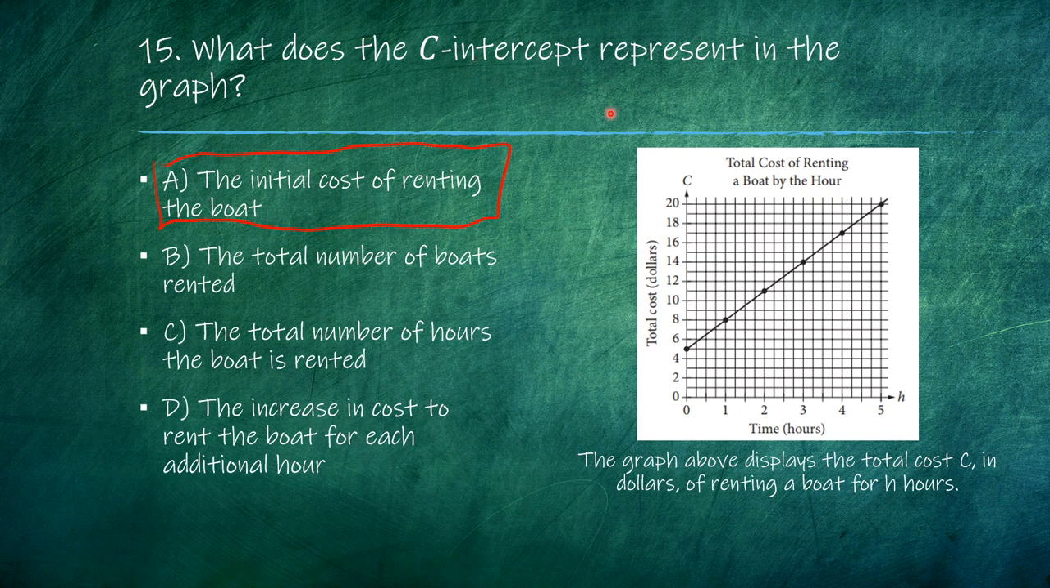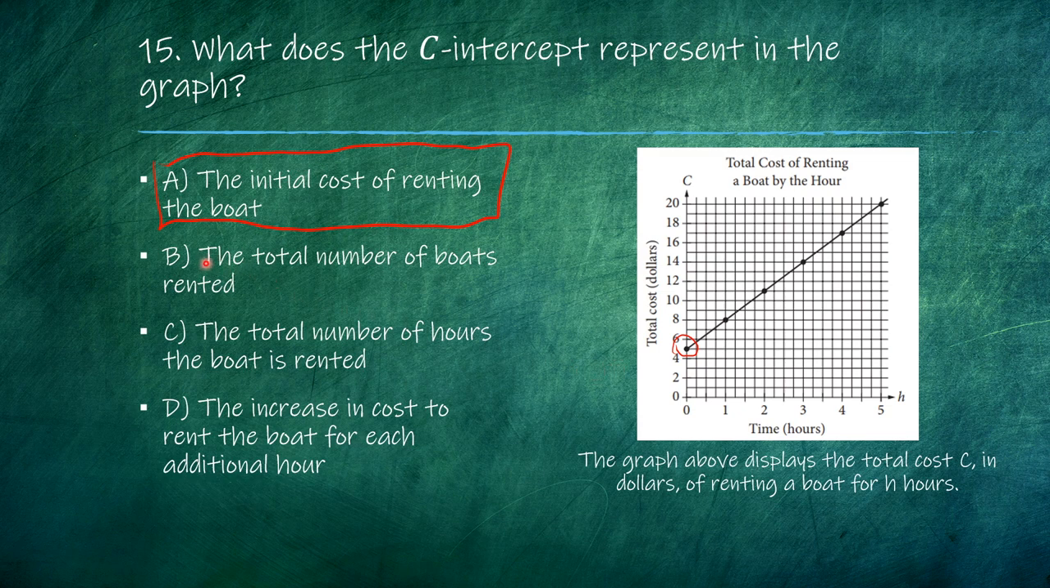What intercept means is the point where this line intersects with the c-axis, in other words the y-intercept. So this point here is our C-intercept. So what does this point mean? This point means that it is the total cost when the time is 0. And when the time is 0, in other words, that is the initial cost for renting a boat. And the only answer that would give us that is A. The initial cost of renting the boat.